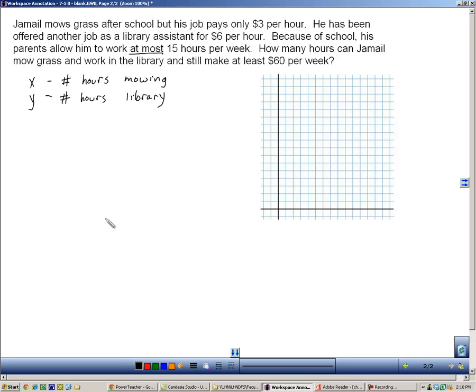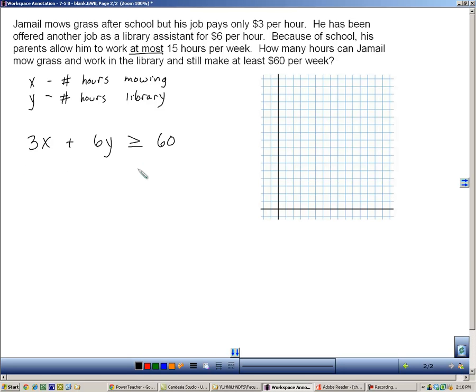Now this is a classic, what I've called a purchase problem. What is the value of the hours he works mowing, and how many hours does he work? Since he makes $3 per hour, and we don't know how many hours, that would be 3x. We add that to $6 per hour at the library. He wants to make at least $60 a week. What does least mean? If it's at least 60, we want to be bigger than or equal to 60. So that's one of our inequalities.